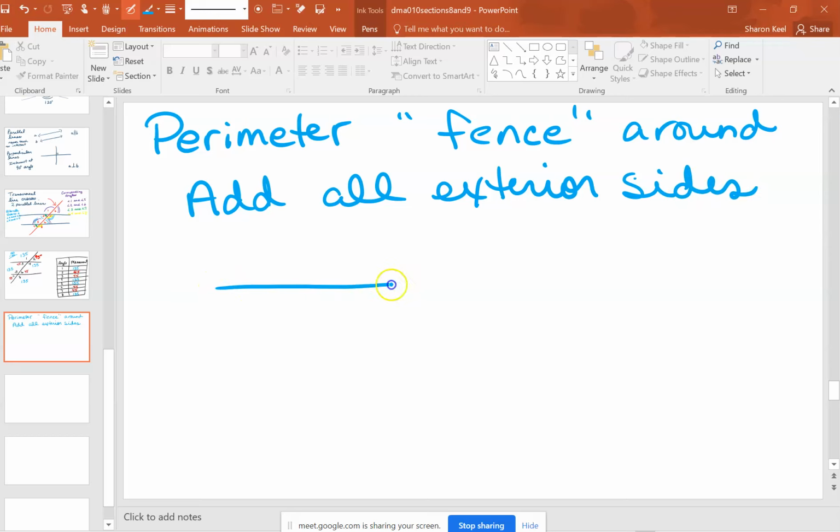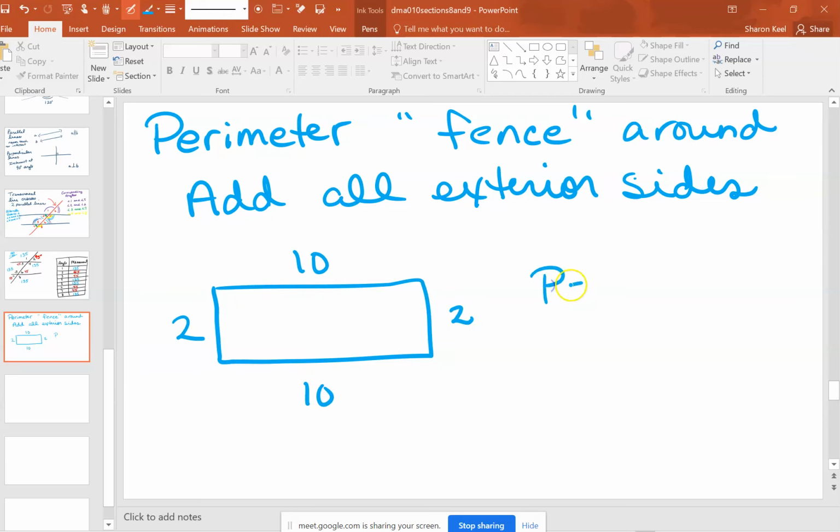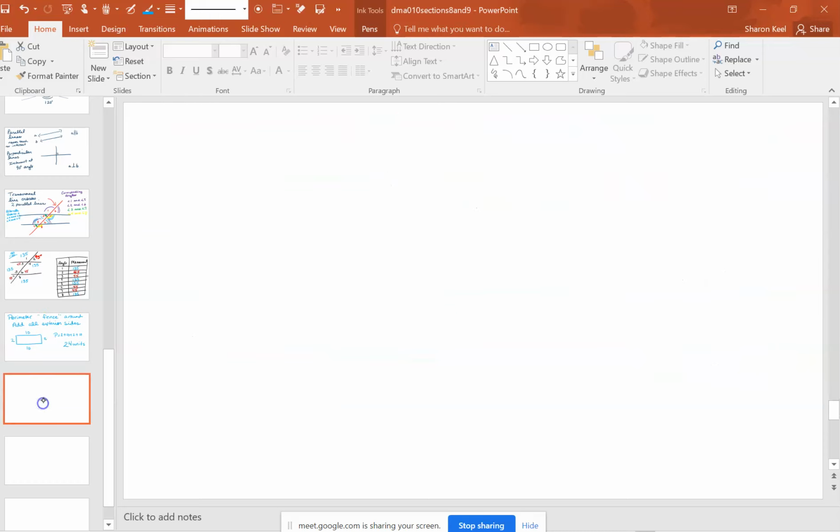So if I give you this rectangle and I label these sides, you can find the perimeter. The perimeter is going to be 2 plus 10 plus 2 plus 10. You're going to add all of those together. 2 and 10 is 12, 13, 14, 14 and 10 is 24. So the answer would be 24 units when you're finding the perimeter.